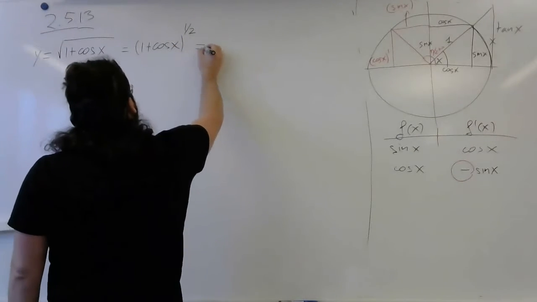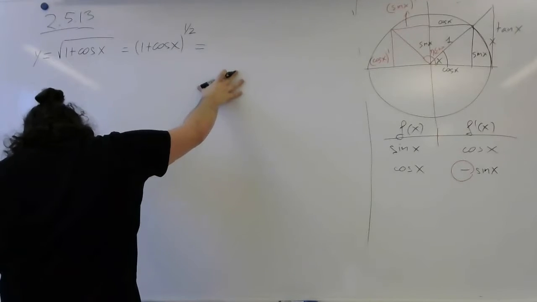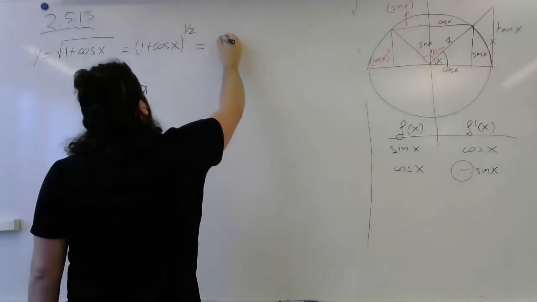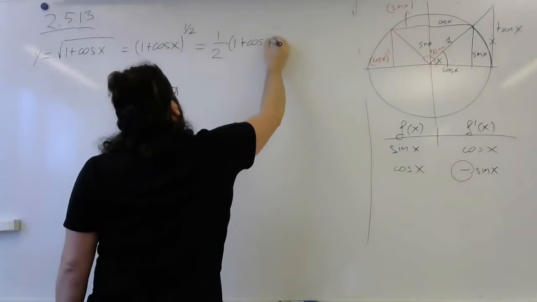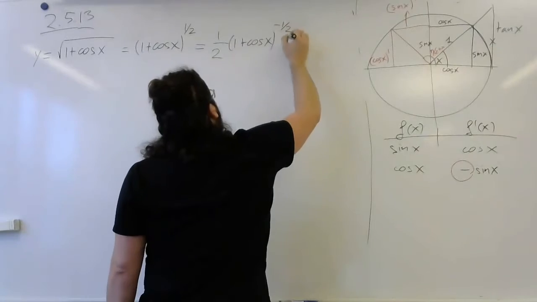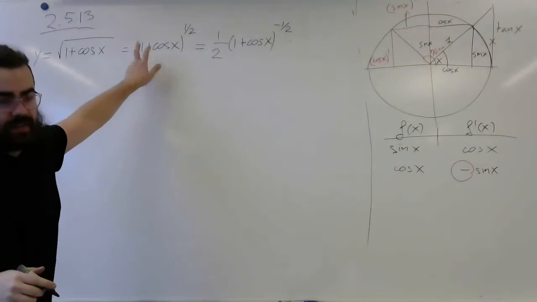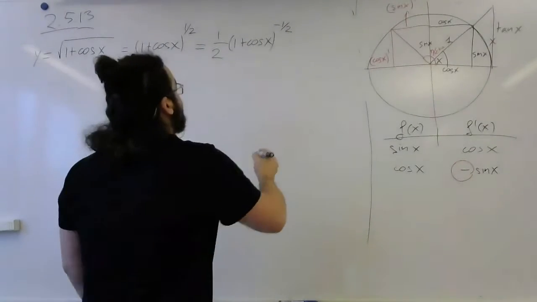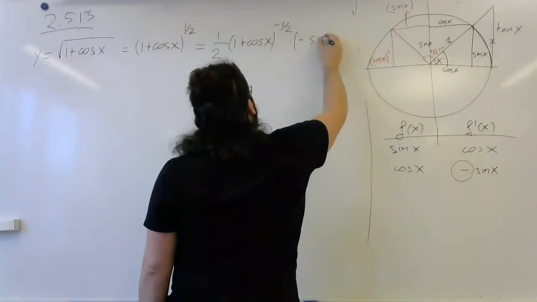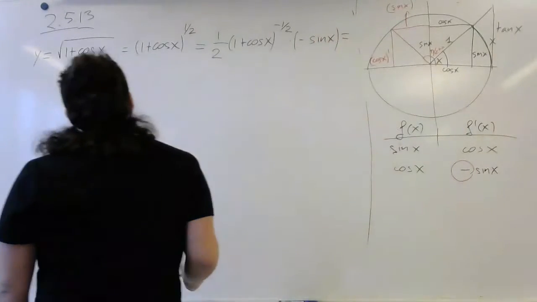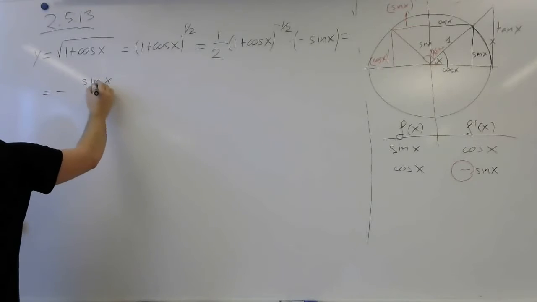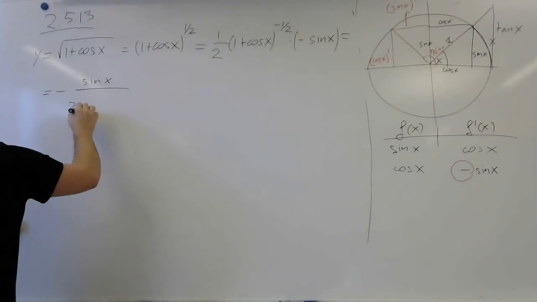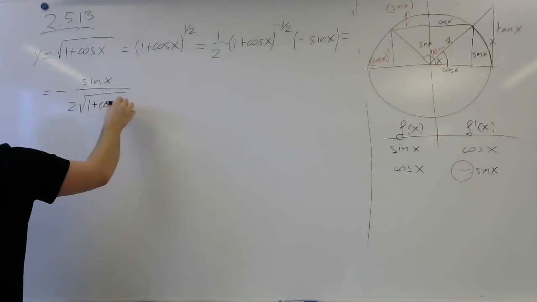So this will be 1/2 then of x times the derivative of what is inside. And derivative of what is inside is minus sine of x. So I'm going to rearrange this a little bit. This will be minus sine of x over 2 square root 1 plus cosine of x.